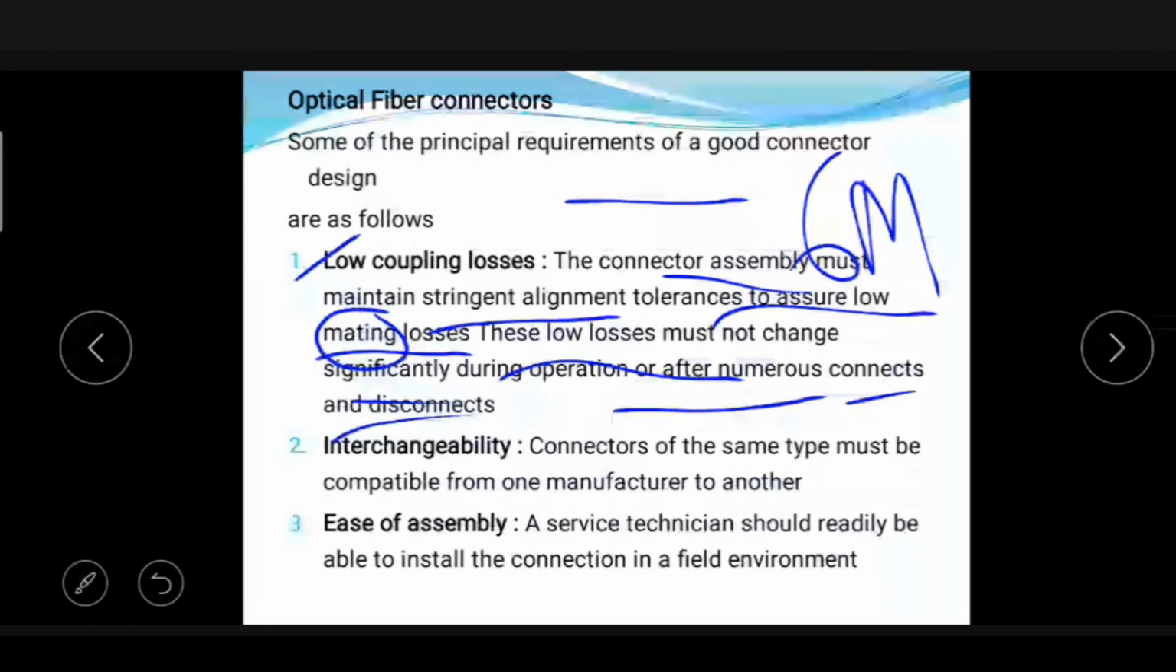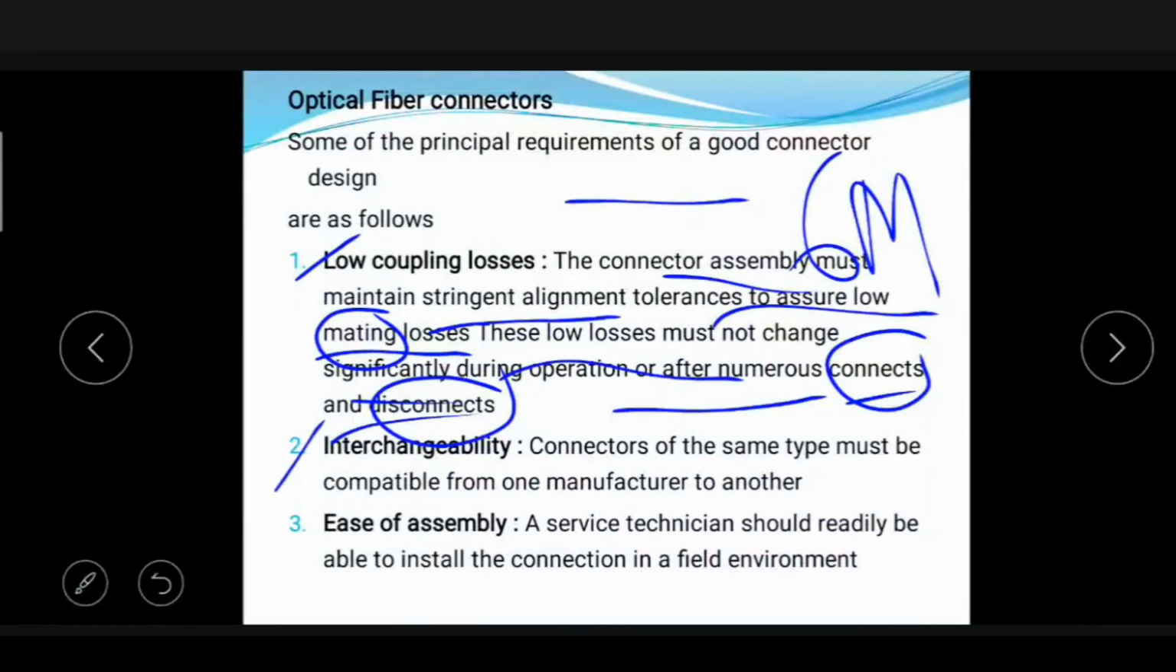See, if I consider the connector, I am using it once, I have removed it, and I have again used it and I have removed it. It means numerous connects and disconnects. Even after n number of times the fiber connectors are being used and disconnected, they should exhibit low coupling losses. The loss shouldn't increase if you use it more and more. Okay, it means wear and tear should be 0. It should not change its performance.